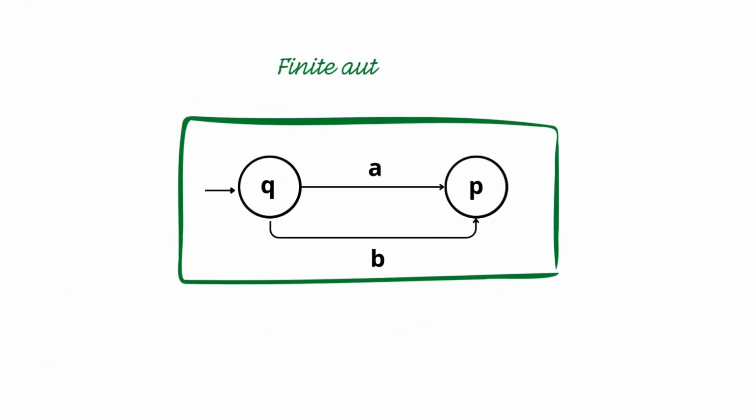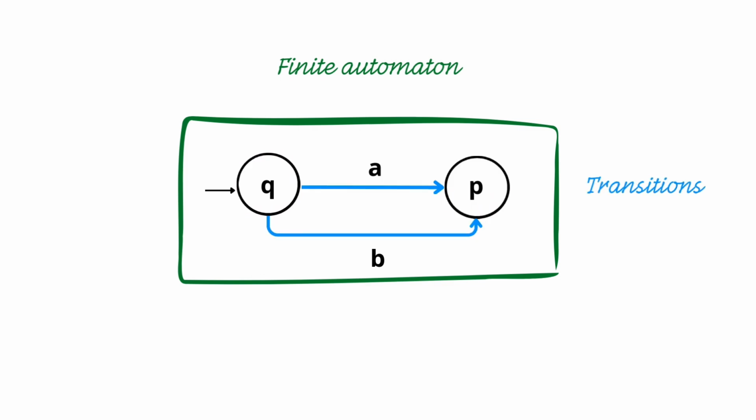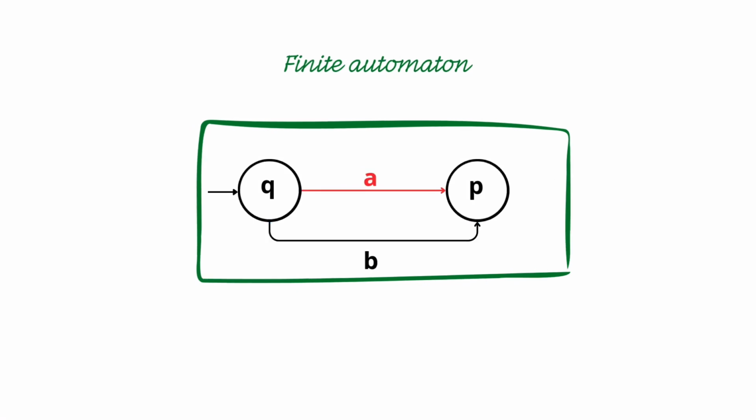Here is an example of a finite automaton. You can see states represented as circles and transitions between states represented as arrows. Each transition has a label which we call a letter. For example, if I take the red transition from state Q to state P, I read the letter A. You may also notice that state Q has a single incoming arrow with no origin. This indicates that Q is an initial state, the stage where the automaton can start its run.